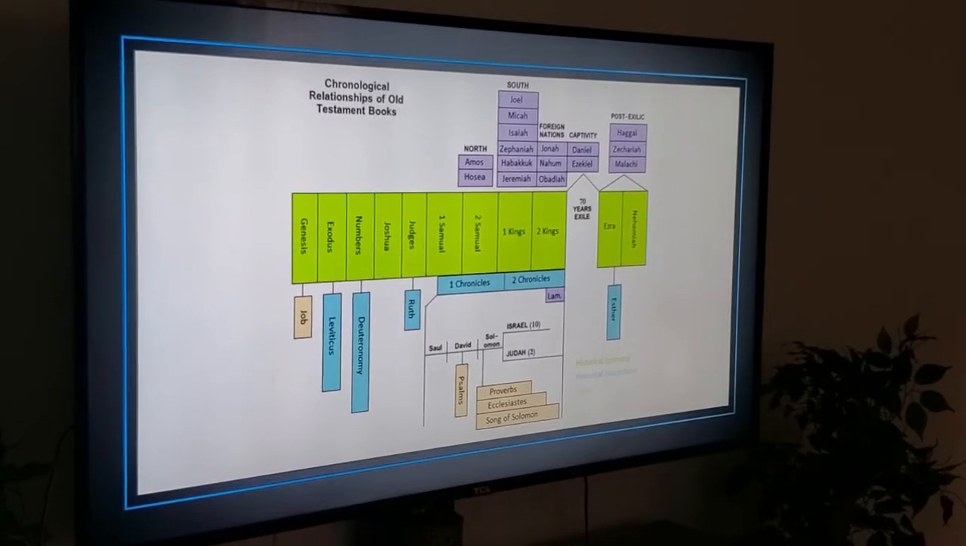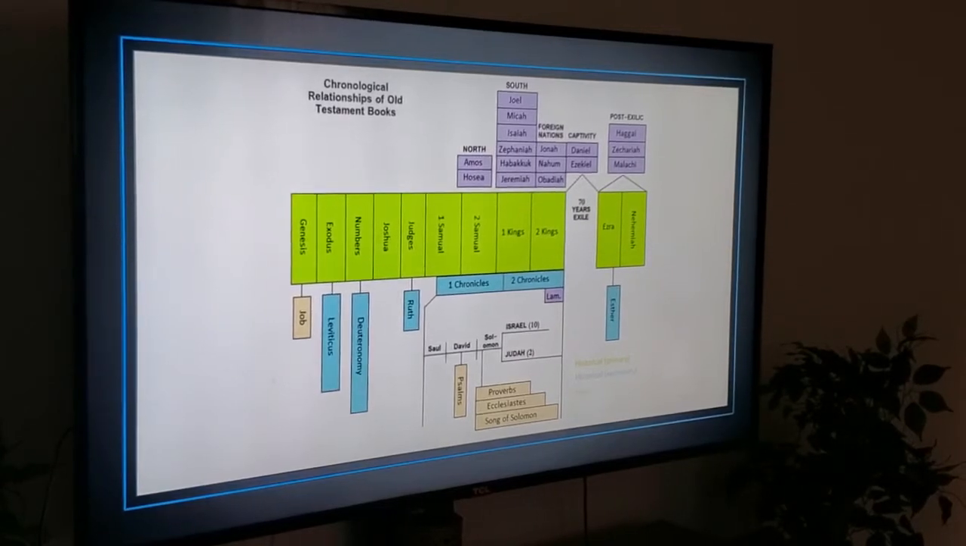So I don't know. I actually printed out this chart. I'll hand it out later. It's a good reference to have. You can see where things line up on a timeline.